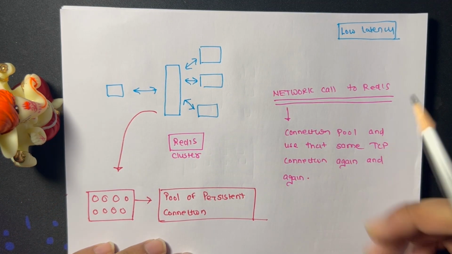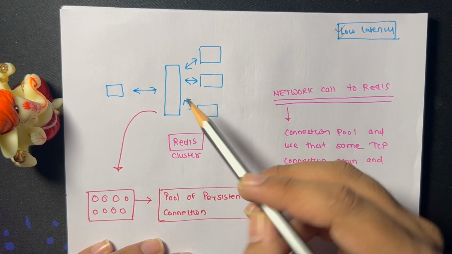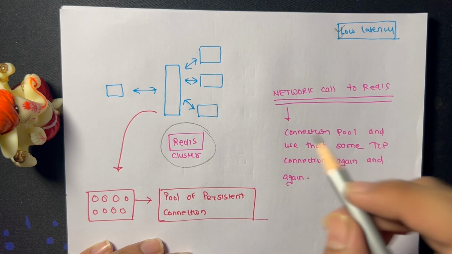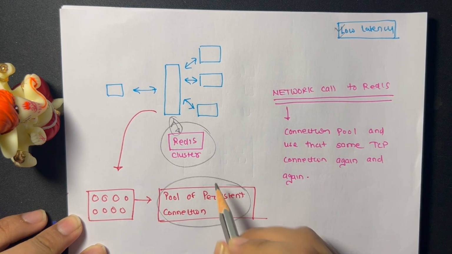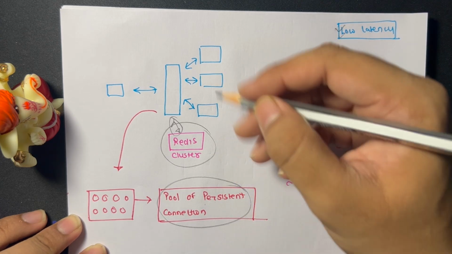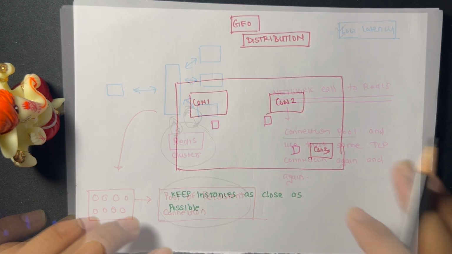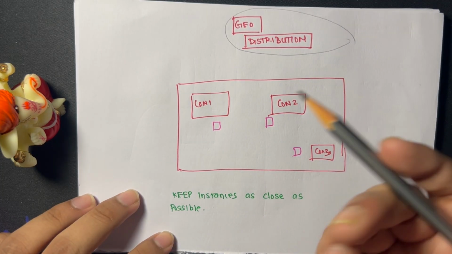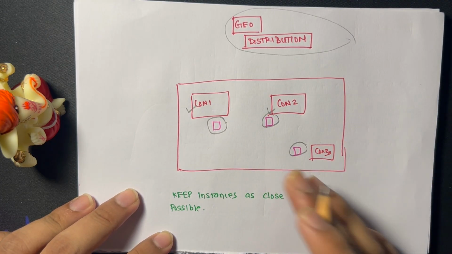The next non-functional requirement we discussed was low latency. What's happening in our system is the user will send a request and the API gateway will make a network call to the Redis cluster. But this will increase our latency, and we don't want this to happen again and again. So we can use a connection pool and use the same TCP connection again and again. If you have users in various geographical locations, try to keep your instances as close to the continent as possible to reduce the latency.